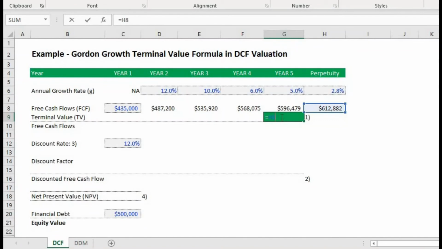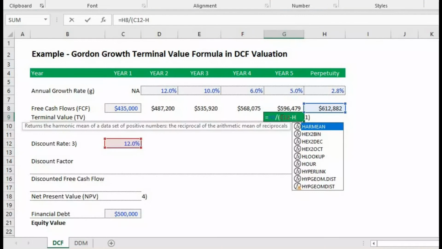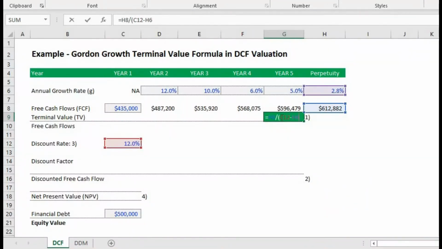Now that the elements to compute the terminal value are already given and calculated, let's calculate the terminal value. So we start by inputting an equal sign, H8, dash, open parenthesis, C12 minus H6. And then press enter to see the answer. So as you can see, we have the terminal value.